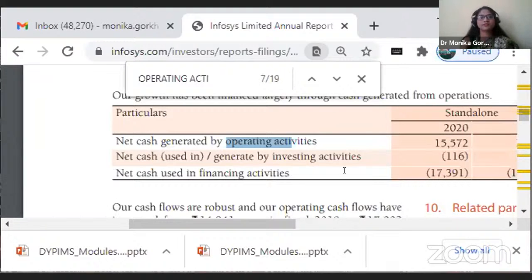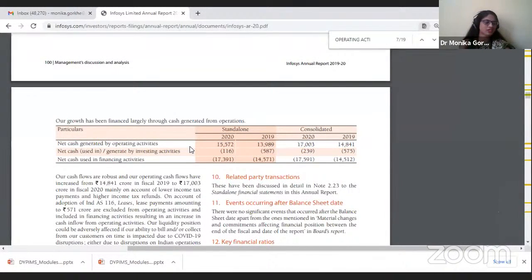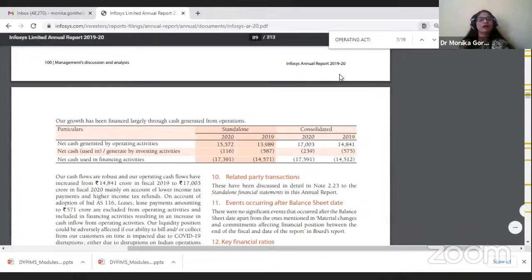This is our cash flow statement, where three components are there: net cash generated from operating activities, net cash generated from investing activities, and net cash generated from financing activities. Only cash transactions get recorded in your cash flow statement. So I have to understand these numbers to understand the liquidity position of the company, because cash and cash equivalents are all reflected in the cash flow statement.